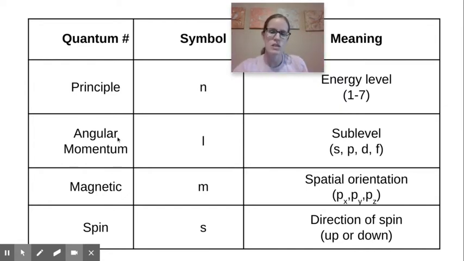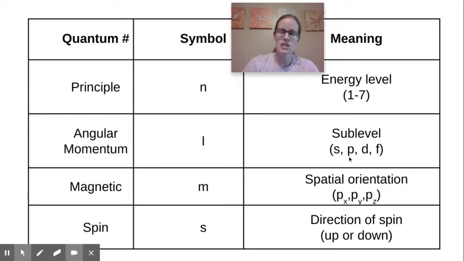The angular momentum is abbreviated with an L. This tells you the shape of the electron cloud where the electron is. It's also called the sublevel. You have 4 sublevels, and I'll show you what these electron clouds look like in a little bit. The S is spherical, the P is like an hourglass shape, and the D and the F are weird shapes. Magnetic quantum number tells you where exactly this cloud is in space.